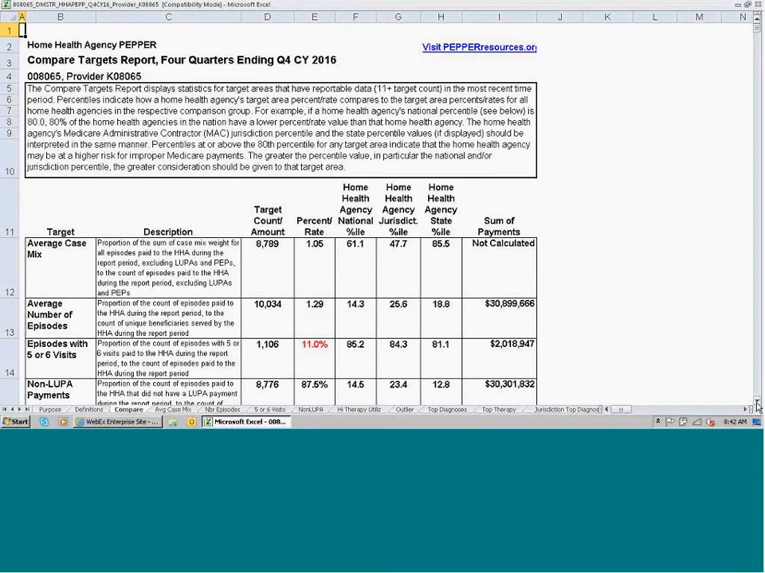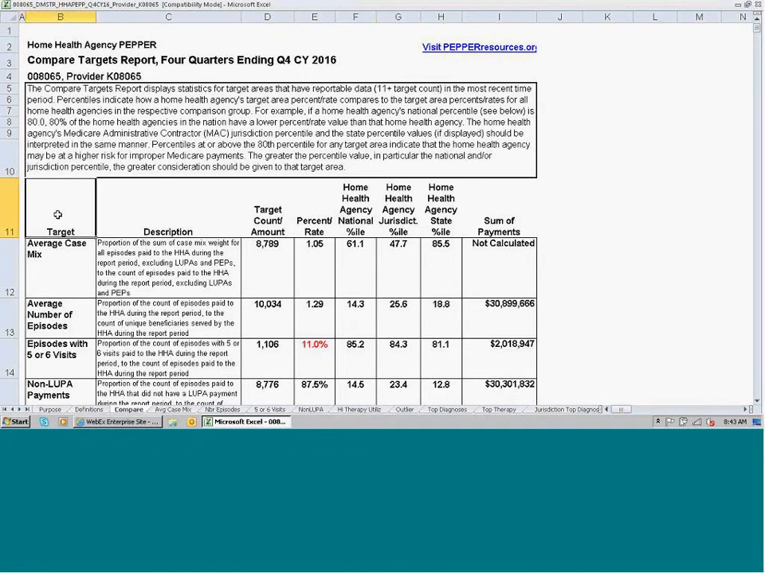Reportable data, again, is a numerator or denominator count of at least 11. And again, it only represents the most recent calendar year, so for the 4 quarters ending calendar year 2016. So for this version of the PEPPER distributed in July of 2017, this report is representing statistics for calendar year 2016.